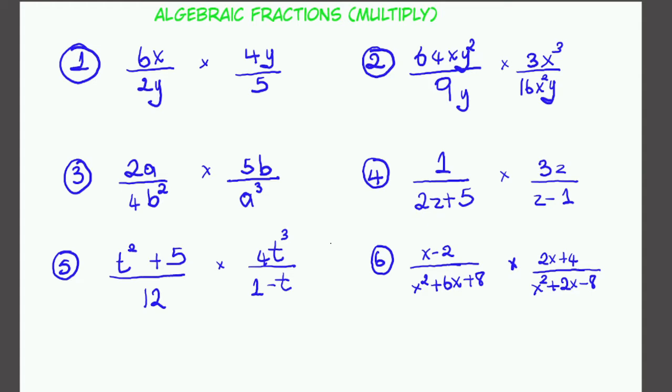When multiplying algebraic fractions, you want to factorize the numerator and the denominator. You want to cancel any common factors. Then you go ahead and multiply numerator with numerator and denominator with denominator. Let's get into it, beginning with example number 1.